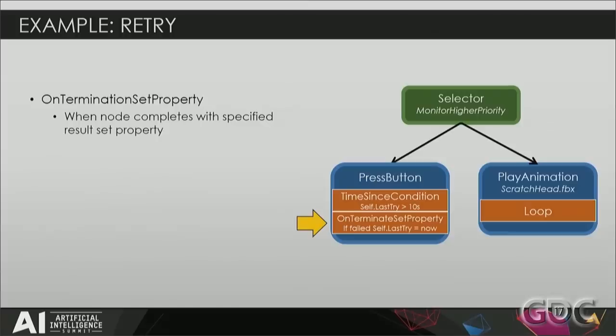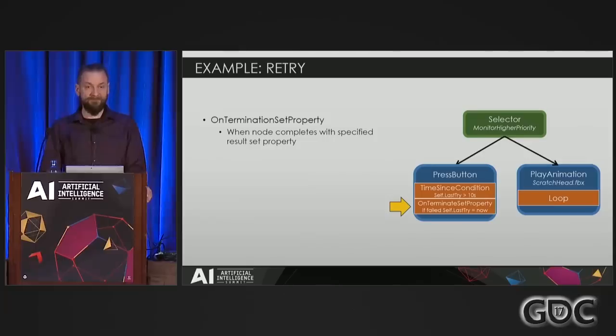So we add this general purpose decorator that says, well, if I fail, set last try property to be the timestamp of now. Also, we have a condition that checks that if time since this property is more than 10 seconds, then you're allowed to select the node. So if it would now fail, it would take at least 10 seconds before you can reselect the node. So the selector will happily select the next behavior, which is play animation.